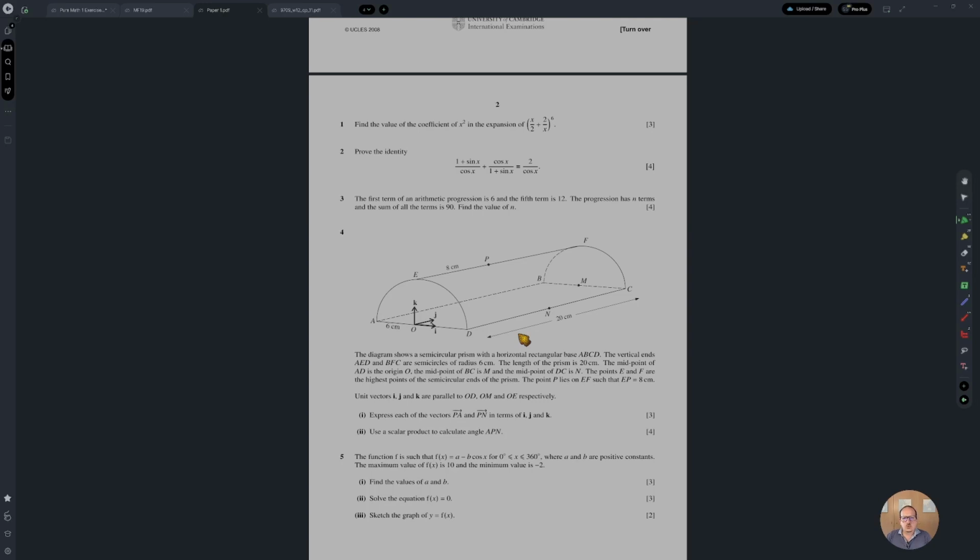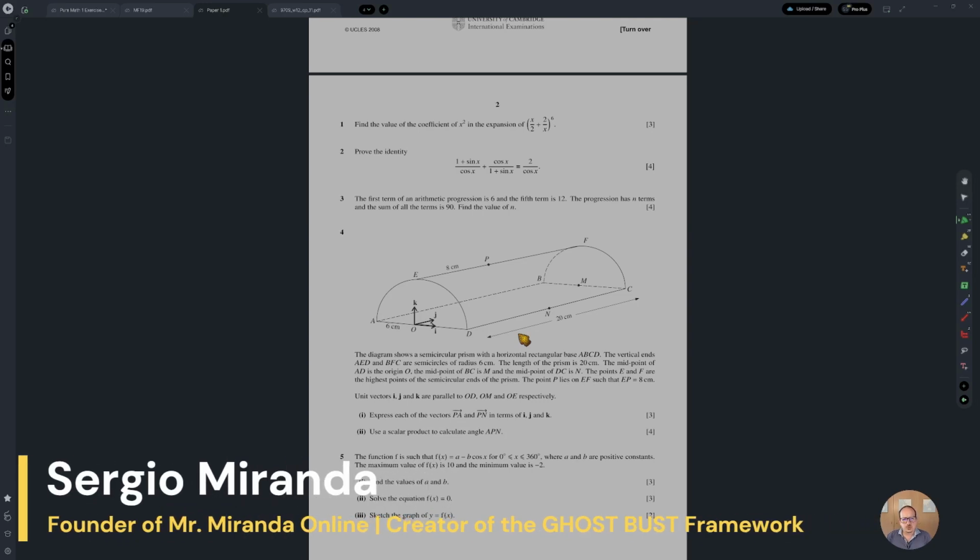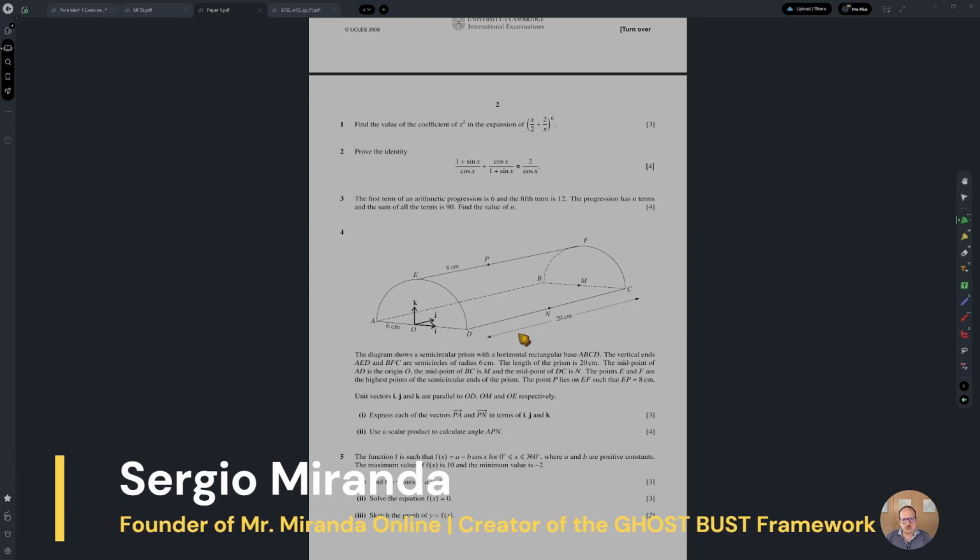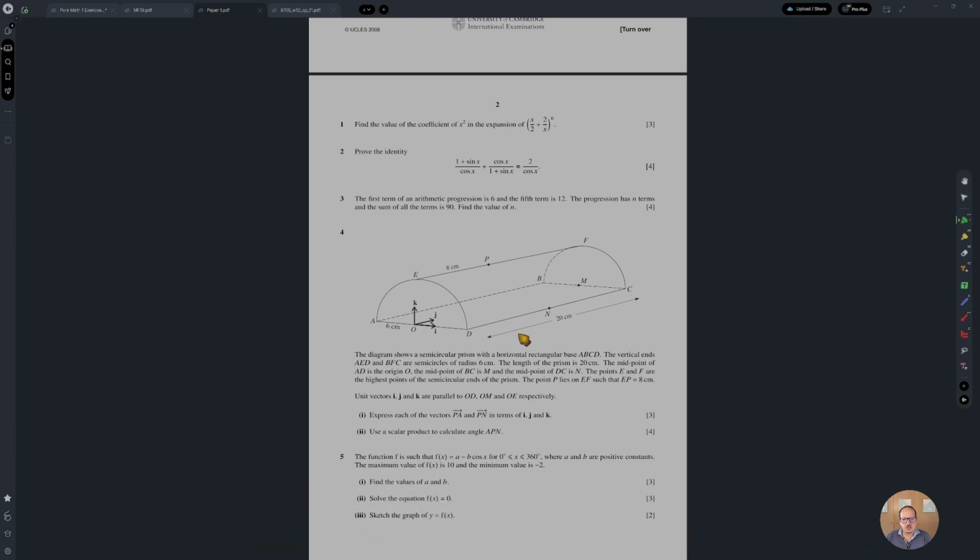Let's look at some exam questions about arithmetic progressions only, because in most situations you're most likely going to have a combination of arithmetic and geometric, but these ones are only about arithmetic progressions. The first of which is this one.